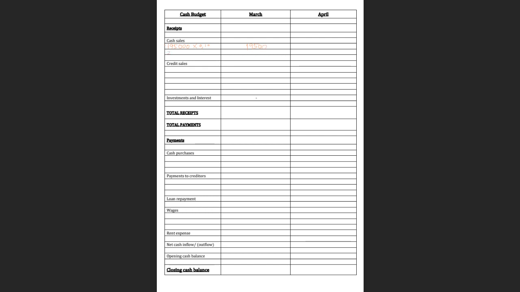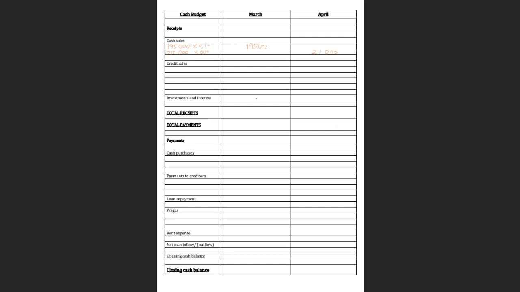Then for the month of April, the total sale was 210,000 Rand, and 10% of this was in cash. So you multiply it by 10% as well, and that is 21,000 Rand for the month of April.